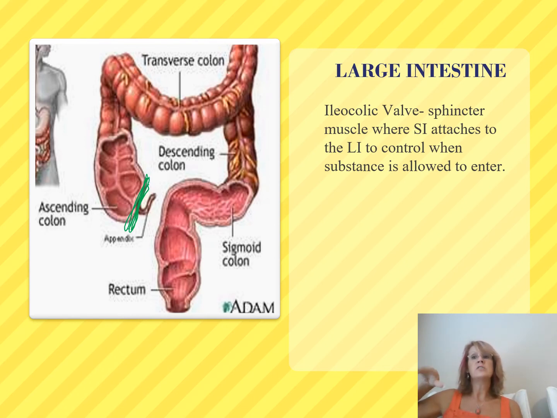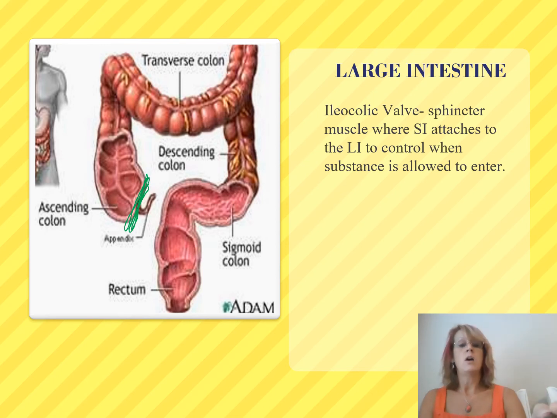So the cardiac sphincter is where the esophagus attaches to the stomach. The pyloric sphincter is where the stomach attaches to the small intestine, and then the ileocolic valve is where the small intestine attaches to the large intestine. And ileo is referring to the ileum, which is the end of the small intestine. And colic is referring to the colon, which is another name for your large intestine. And as you can see here, remember these are drawn as if you're looking down at yourself.